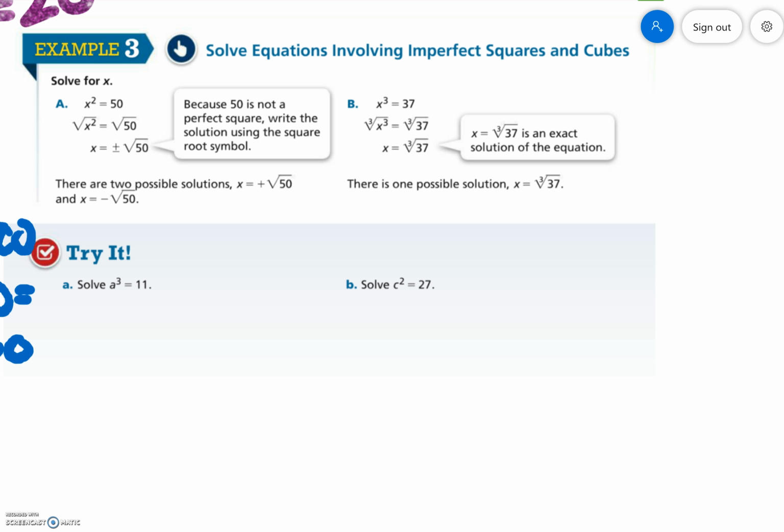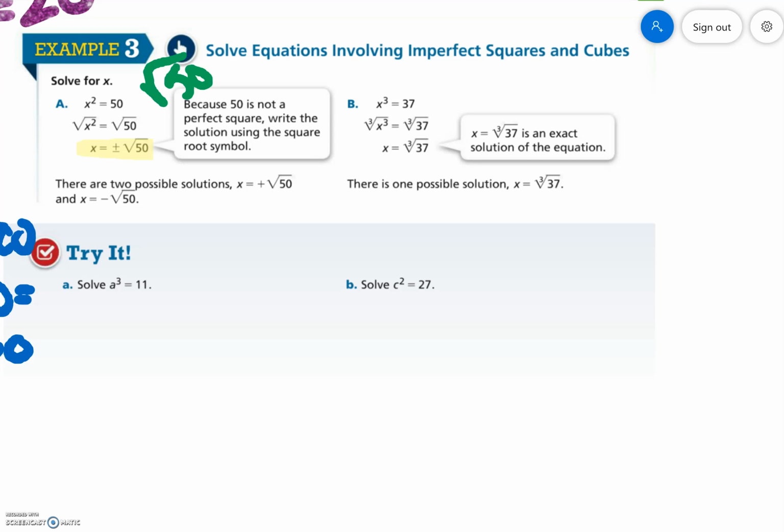There are not two integers that multiply to get to 50. Yes, there's 10 and 5, but those are not the same number. We're looking for the same number. So the way you answer this question is you just leave it written as the positive and negative square root of 50. To double check, you could always put the square root of 50 in your calculator.